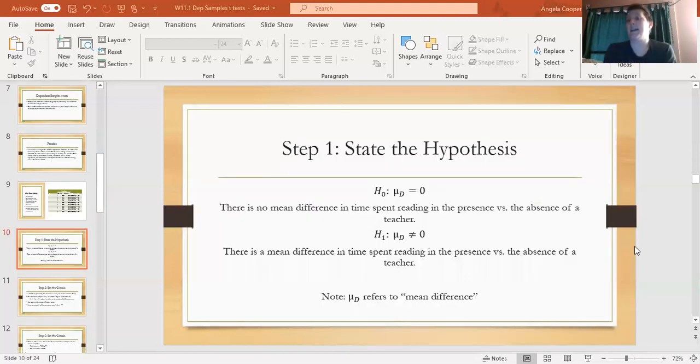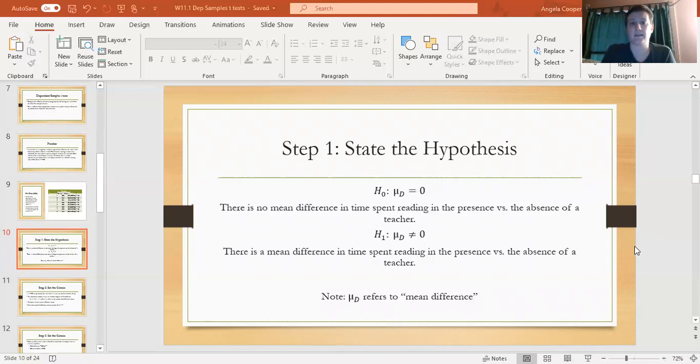So step 1, here we go. We get back into our 4-step process of null hypothesis testing, now using a dependent samples t-test. Keep in mind that every statistical test we use has slightly different hypotheses, slightly different formulae to calculate the test statistic, and slightly different meanings when we say we're rejecting or retaining the null hypothesis.